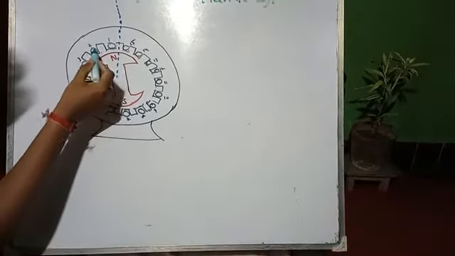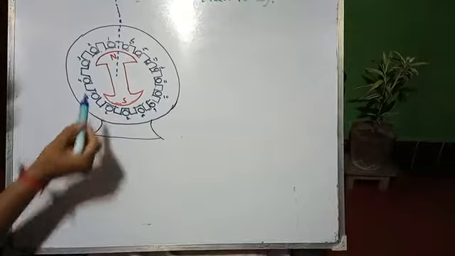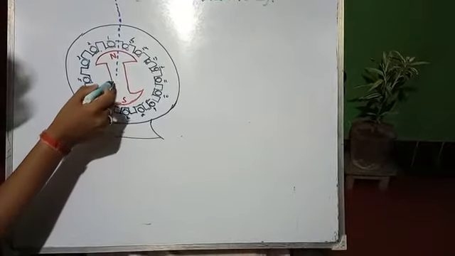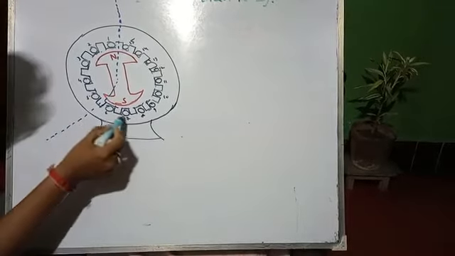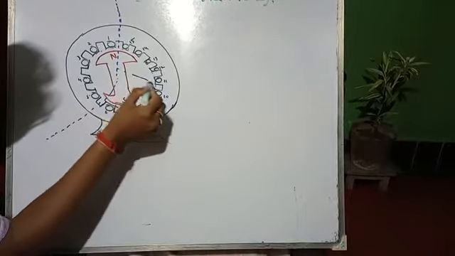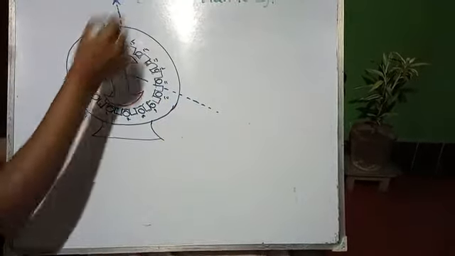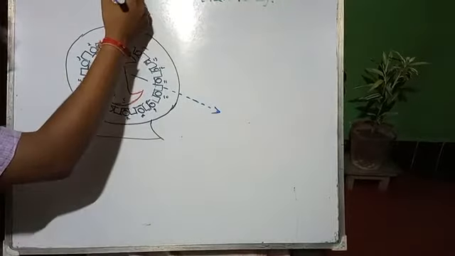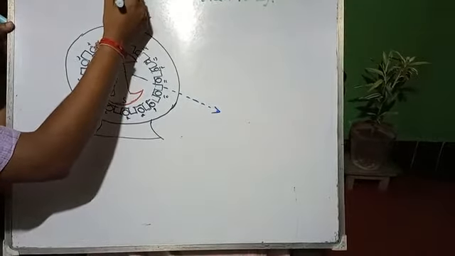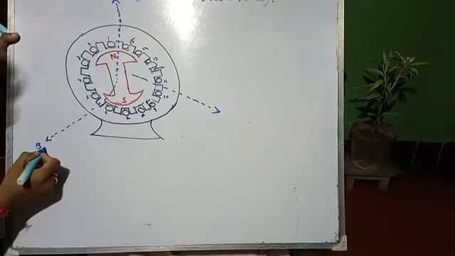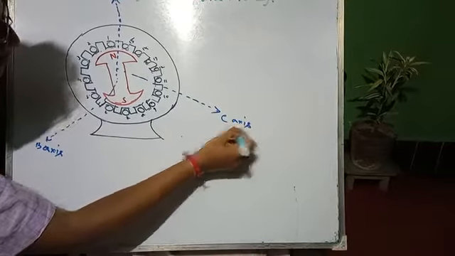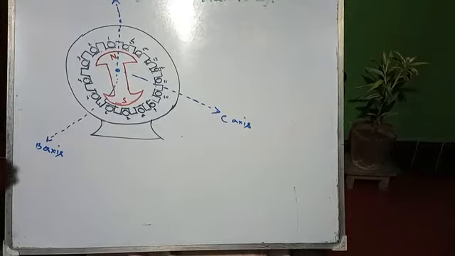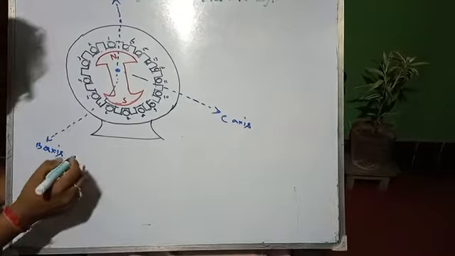So this is 1 2 3 4 5, 6 7 8 9 10. Okay, so these are the three phase axes. Suppose this is the A phase axis, this is the B phase axis, and this is the C phase axis. And here just write one by one.